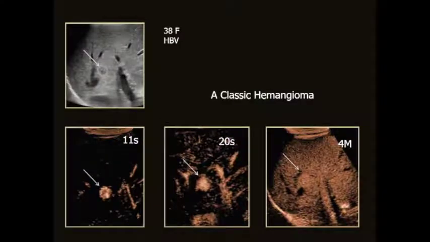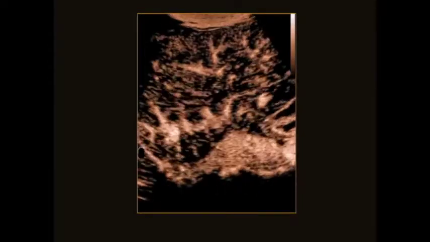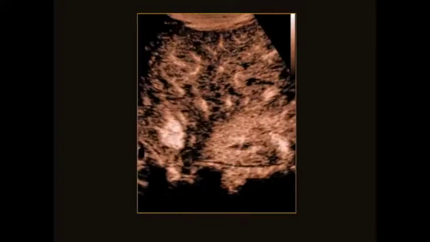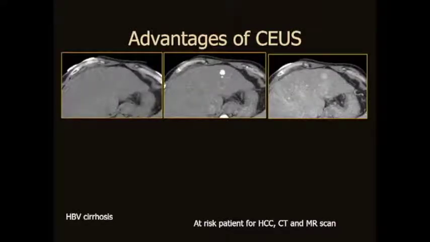Now here, a patient who's at risk for hepatocellular carcinoma, a female with HBV. You can see a mass, a hypoechoic ring shadowing looking lesion on the baseline. You can see our images at 11, 20, and 20 seconds. And then at 4 minutes, a classic hemangioma. And here this deep lesion showing these peripheral puddles with the centripetal progression of the enhancement towards the center of the mass.